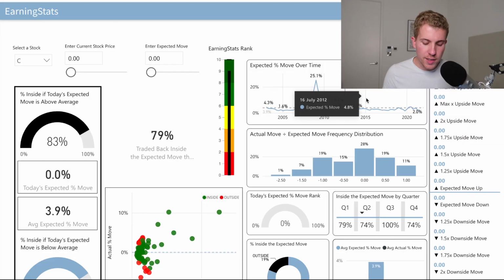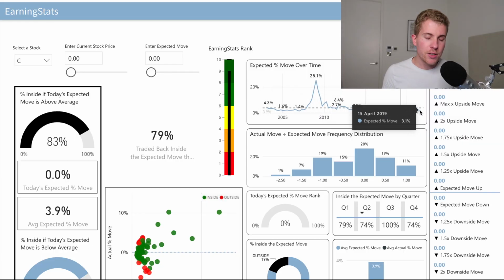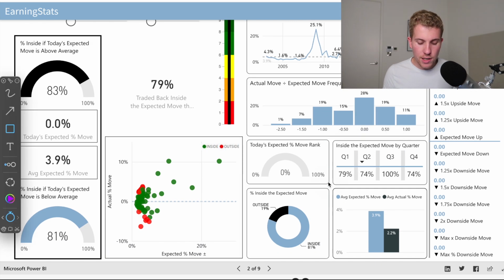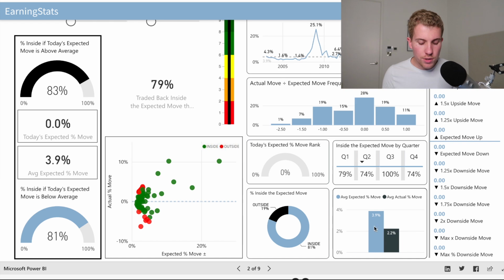And then you can see that over time, the expected move came back down. But it's actually not that piece of information that is really interesting. For example, if we look down there, you can see that you have the average expected move and the average actual move. And this is really interesting to see, because what you can see for Citibank is that the average expected move was 3.9%, but the average actual move was 2.2%. So what does that mean? Well, if the expected move is bigger than the average actual move, that means that we're usually expecting too much compared to what actually happens.